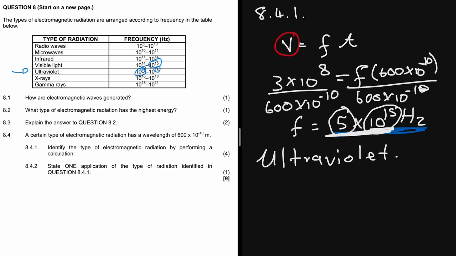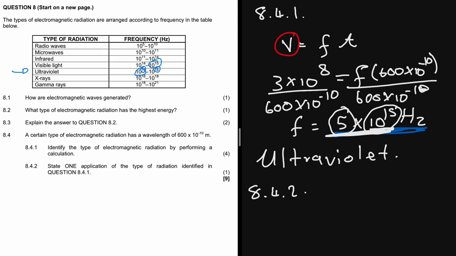So now, the next question, which is 8.4.2, they say, state one application of the type of radiation we have calculated or identified in question 8.4.1. So now, the ultraviolet is a type of light that is beyond the visible light. So it has some sort of high energy. It can actually maybe harm us to some extent.